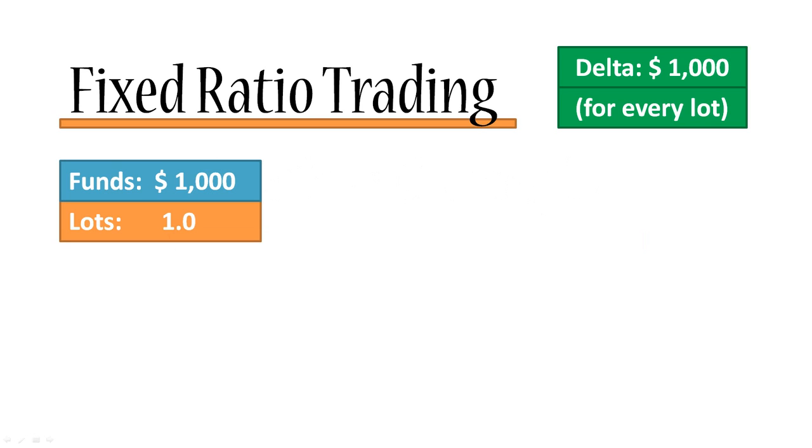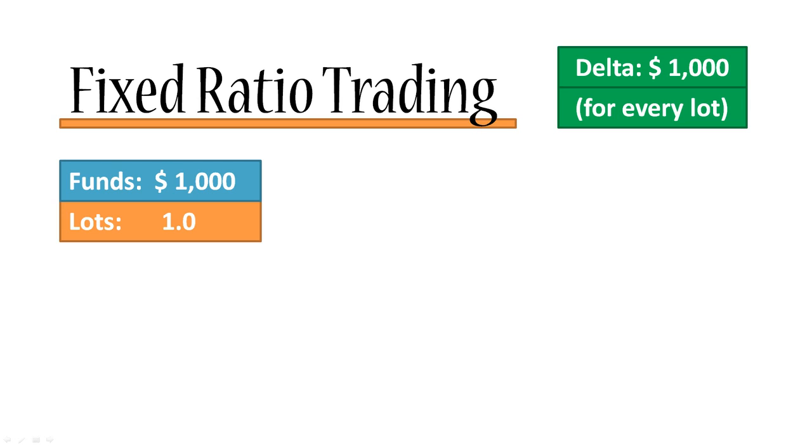So, core concepts of the fixed ratio trading method. Let's remember one name of a variable that we will be using throughout. The name is delta, and you can see it here on the top right. We'll set delta initially at $1,000 for every lot, and right now that may make no sense whatsoever, but it will in just a couple of brief minutes. So let's just remember that delta is $1,000 per every lot.